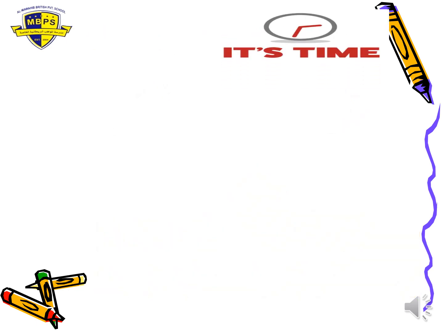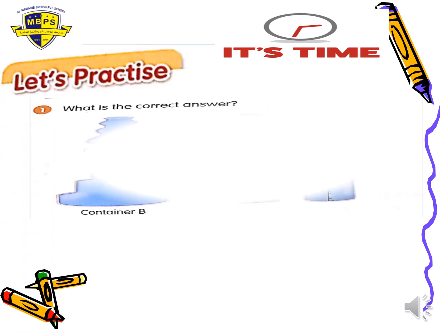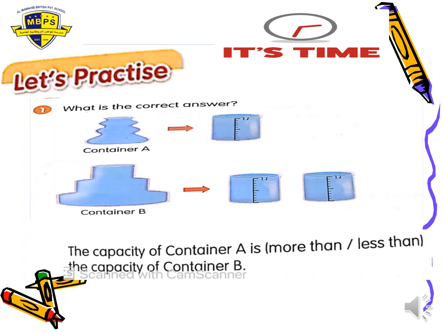It's time to practice, my dear students. What is the correct answer? We have two containers, container A and container B. The question is, the capacity of container A is more or less than the capacity of container B.